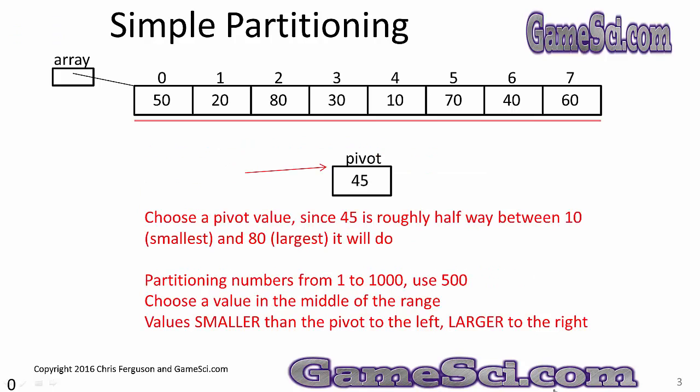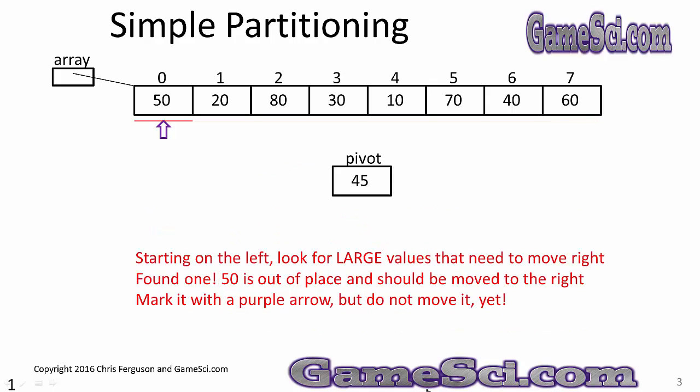In simple partitioning, we're just going to pick a pivot value. We're going to choose a pivot value of 45 since it's roughly halfway between 10, the smallest value in our data, and 80, the largest value in our data. Let's use 45. If I were to partition numbers from 1 to 1,000, this technique would use 500 because 500 is in the middle of our data set. Choose a value in the middle of the range. That's it. Values smaller than the pivot will move to the left of the array, and values larger than the pivot will move to the right.